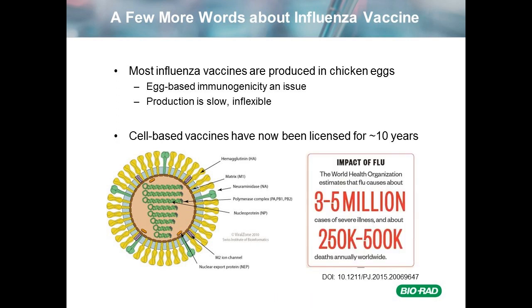Influenza is a problem in the world. There are 3 to 5 million cases of severe illness worldwide, and about 250 to 500,000 deaths worldwide. Those of you that have read the history of influenza know that back in the early part of the last century, the influenza pandemic caused millions and millions of deaths. So influenza remains a significant problem in the world today.